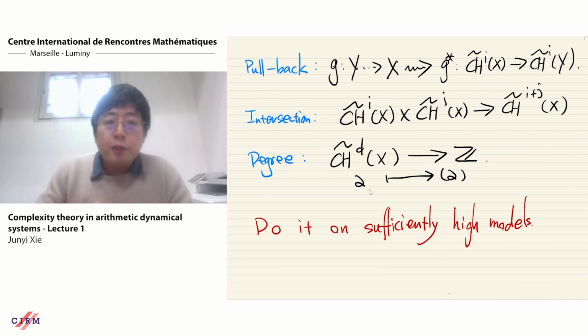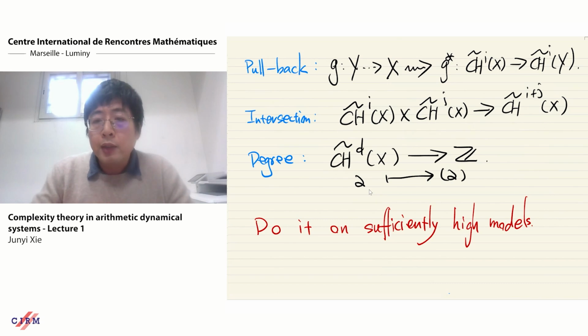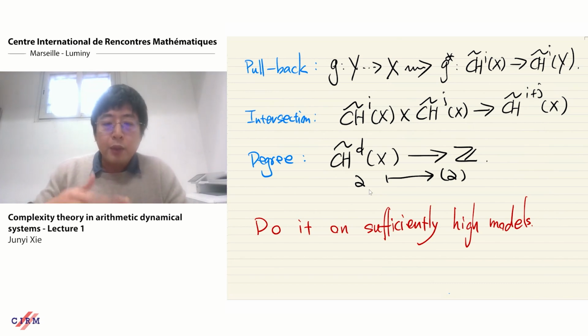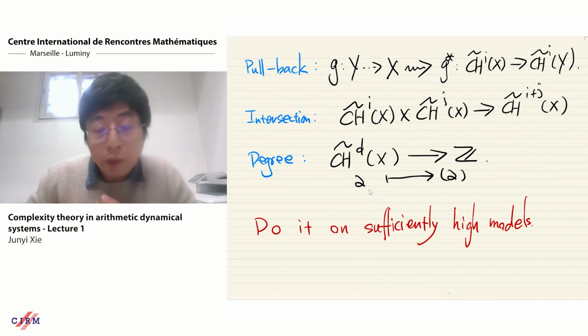And you can also define this intersection. From Chow tilde^i(X) and Chow tilde^j(X), you do the intersection to Chow tilde^(i+j)(X). And you can define this degree map. So if d is the dimension of X, then any class in the Chow tilde^d(X), you can count the number and get an integer. The definition is always like this: you go to some sufficiently high model, and you do this pullback and intersection or degree, and then you get this definition.